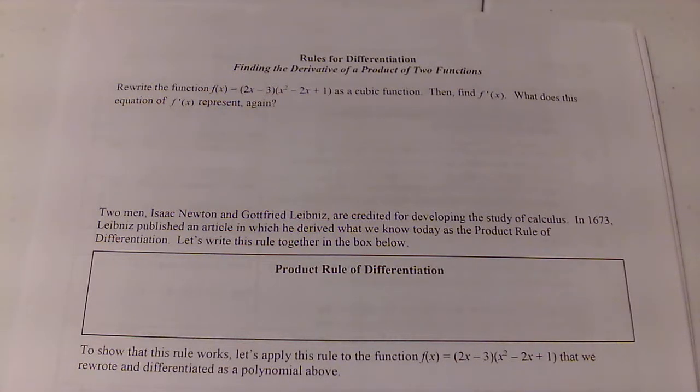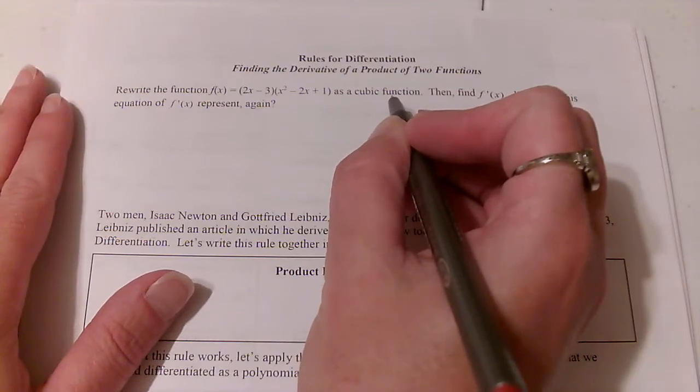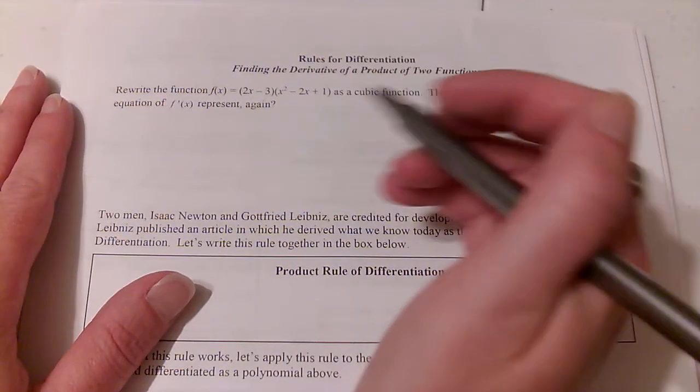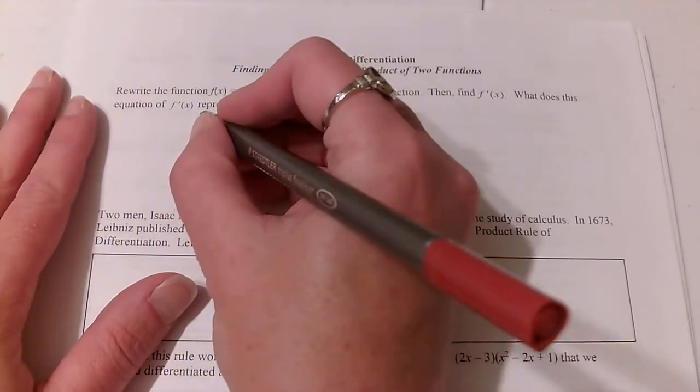So we're going to continue with taking derivatives and look at some rules, some more shortcuts. So we have f of x here, and we can rewrite it as a cubic function. In other words, multiply it all out to put it in polynomial form. So let's go ahead and do that.